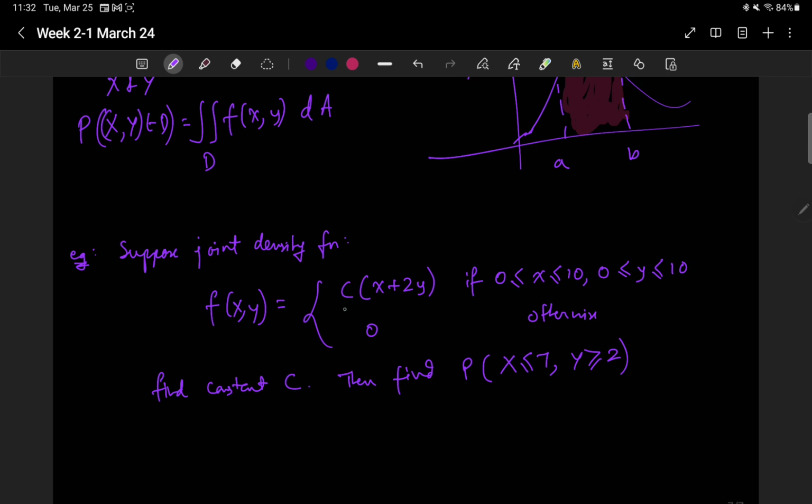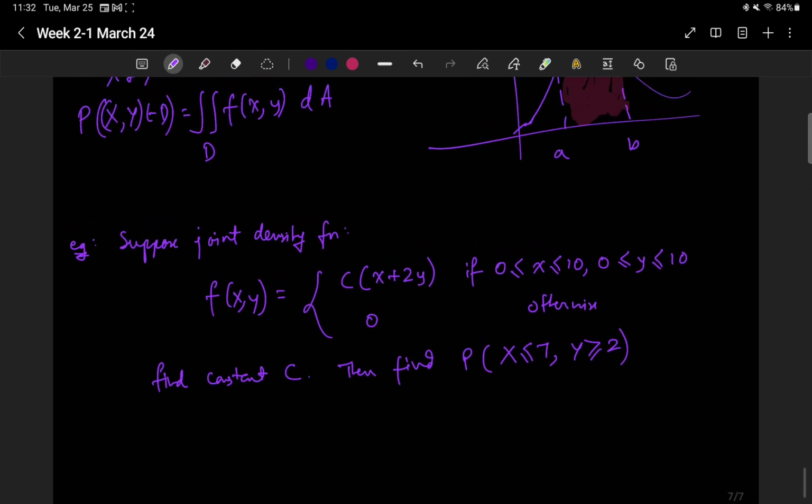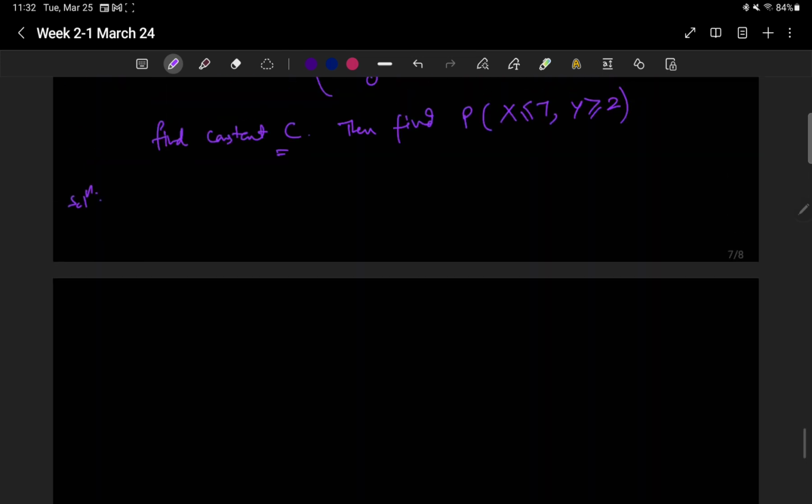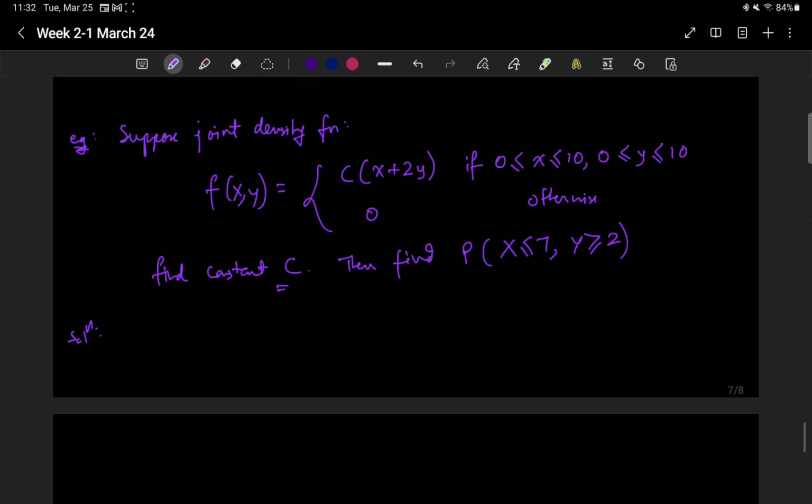And what's the chance? The chance is given by c times (x plus 2y). But if x takes a value outside of 0 to 10, and so does y, then the probability is 0, meaning that cannot happen. Okay, so the first thing we've got to do is find c. To find c, we will use the fact that when you add up all the probabilities, you should get 1, because even for a joint probability scenario, that holds.